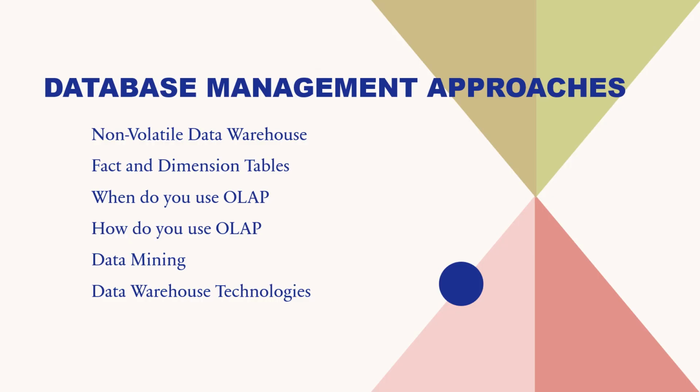Talking about database management approaches, there's really 6 areas that we need to address and look at. The first one is, what is a non-volatile data warehouse? What does that mean? Second, we need to look at fact and dimension tables. What are these and how do they relate to each other? When do you use OLAP? How do you use OLAP? What is data mining? And finally, what are some examples of data warehouse technologies?